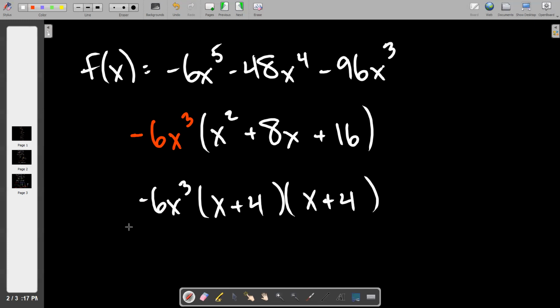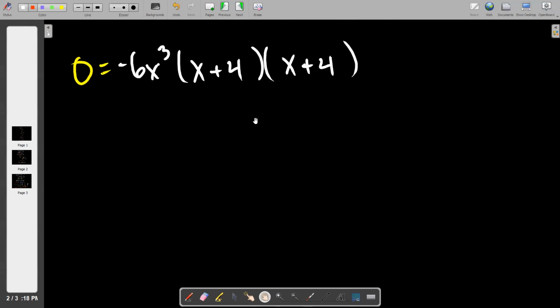So now that we've got that, remember, don't lose track of what we're doing here. We are setting this equal to 0. And the fact that it equals 0 means we have to figure out how to make each of its component factors on their own equal 0, because that's the only way it would work. So we're going to go through now and find our zeros.